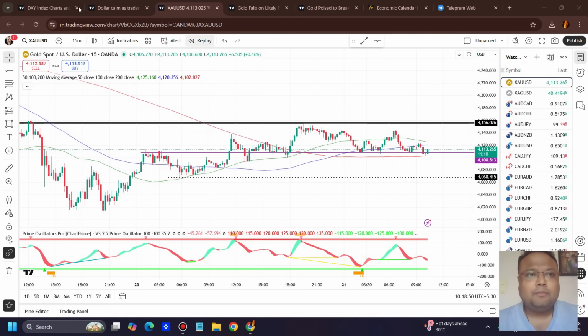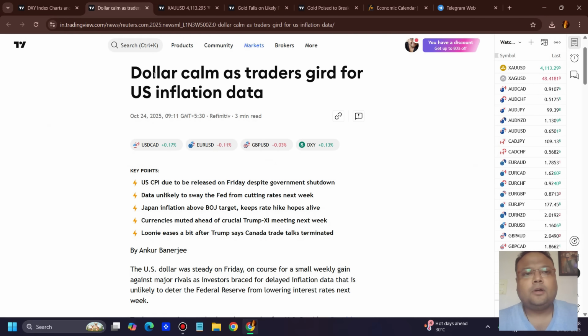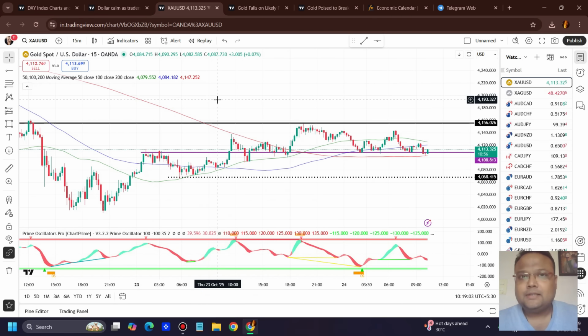I was also skeptical, but I saw this article. You can see: dollar calm as traders wait for US inflation data. US CPI due to be released on Friday despite government shutdown. So we will see some action, really some cool action.